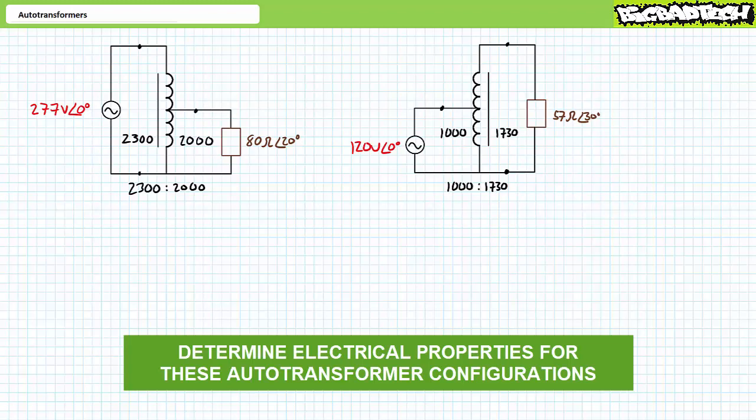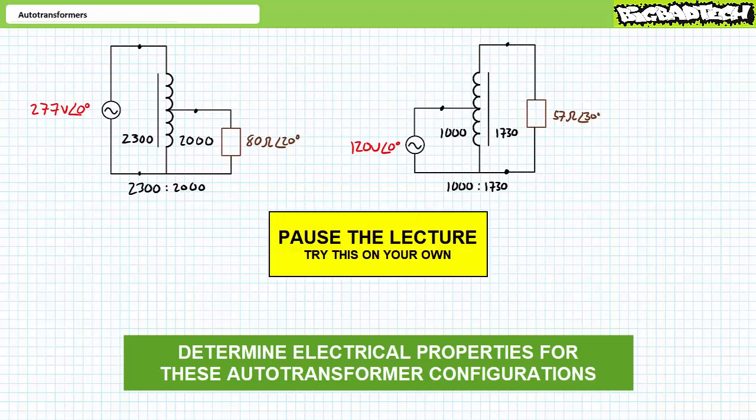The second example on the right has 1,000 turns in the primary and 1,730 windings in the secondary. It's being powered by a 120 volt source, and the load is 57 ohms at an angle of 30 degrees. By all means, pause the lecture and try this on your own. If you're tracking, you should have obtained the following results.